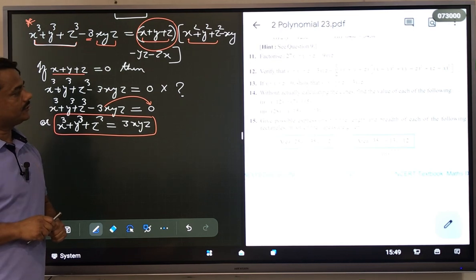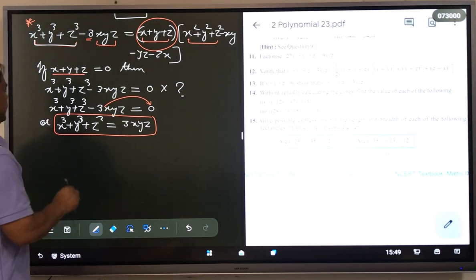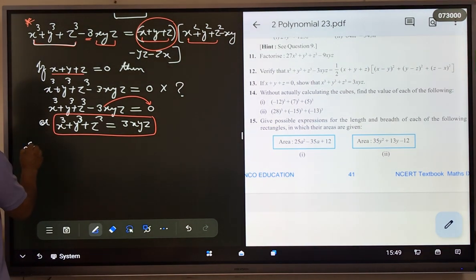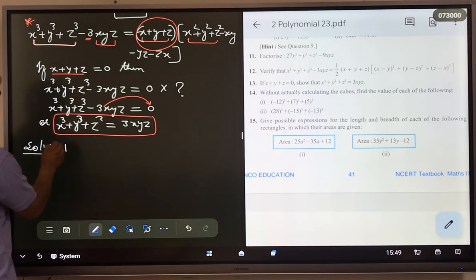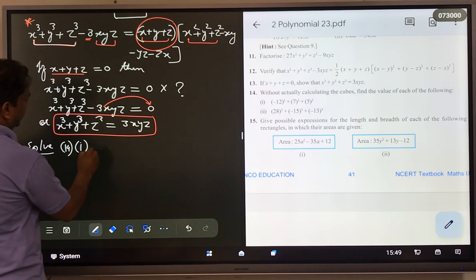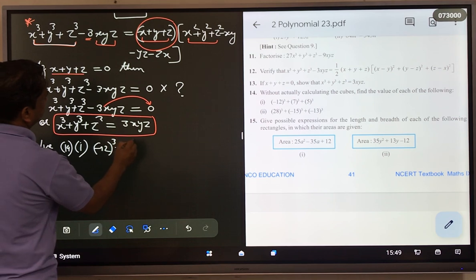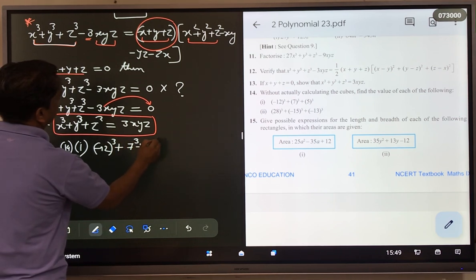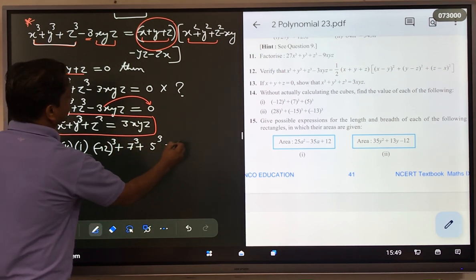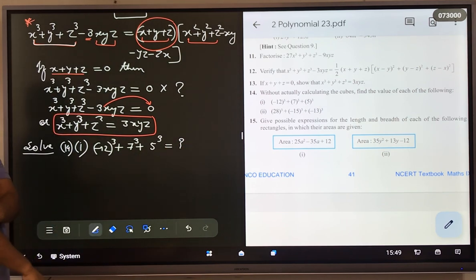Now an example, question number 14, Exercise 2.4 NCERT. The question number 14, first part: we have to find the cube sum of minus 12 cube plus 7 cube plus 5 cube, using the identity.